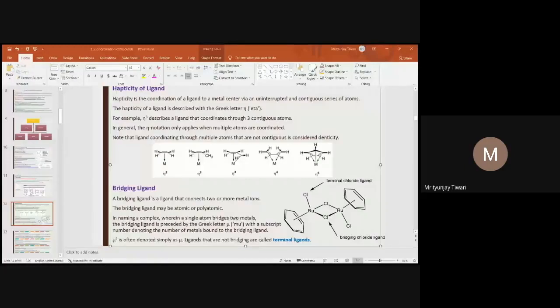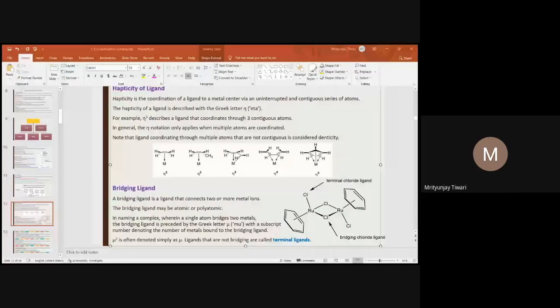Suppose you see here ethylenediamine. In that case, the coordination number of iron will be 6, because we have 3 ethylenediamines, and each ethylenediamine has 2 donor atoms. So overall the three ethylenediamines have six donor atoms, and so the coordination number is six.